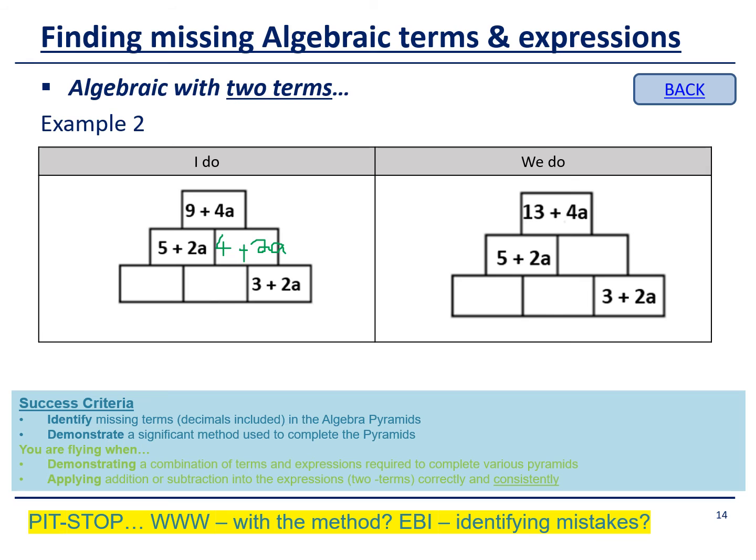well, 4 take 3, that's 1, and there's 2a there and 2a, so I don't need anything else there, I just need 1. And then lastly, I'm looking middle left, and we've got 1 in the bottom middle, so take 1 off, that's 4, and then we're going to need 2a as well. So 4 plus 2a, sorry that's not very neat. Pause the video, have a go at the we do.